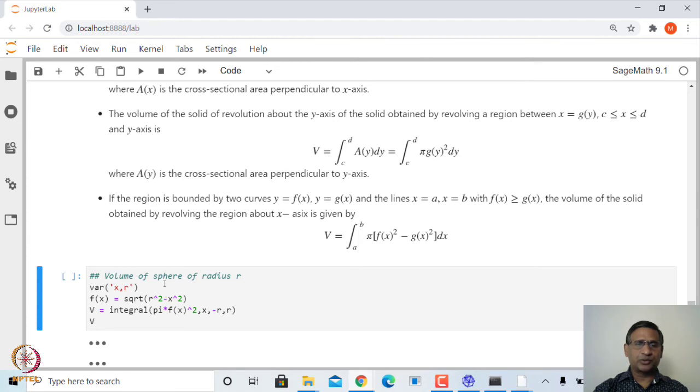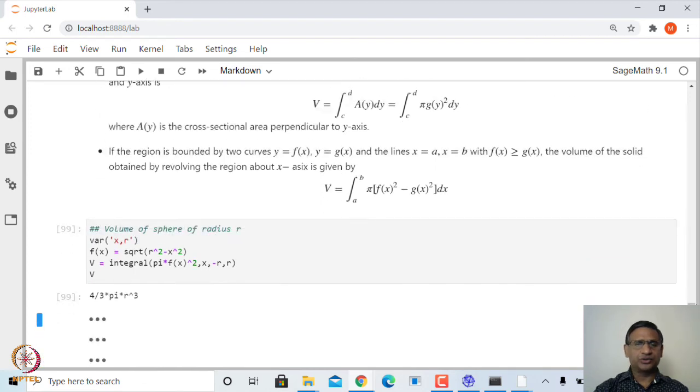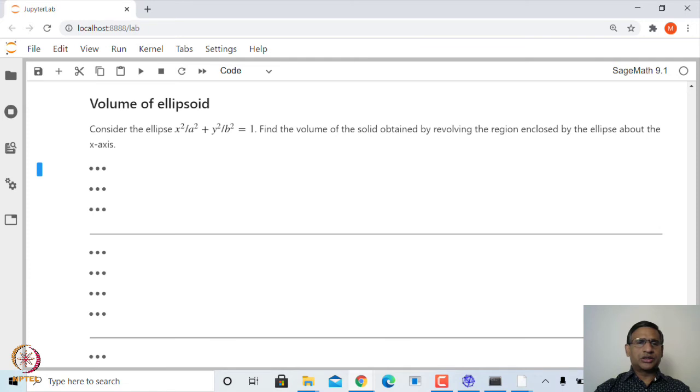So, for example, again if you look at what will be the volume of the sphere. Again we can obtain a sphere by revolving the semicircle about the x axis, and if you use the formula V is equal to integral of pi into f x the whole square, x varying from minus r to r, this is 4 by 3 into pi r cube, that is the volume of a sphere of radius r. Let us take the next example as computing the volume of an ellipsoid.